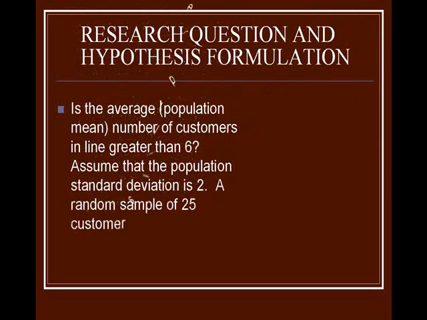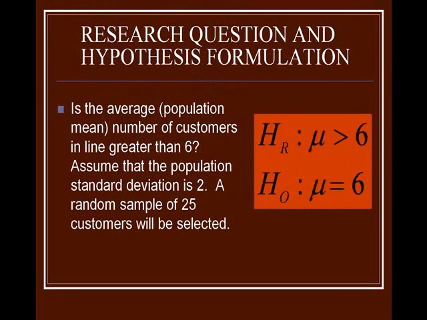Notice that our question concerned a population parameter, in this case the population mean. Then we've got a standard deviation and a random sample. But the hypotheses: our research hypothesis, mu greater than 6, comes directly from the research question. Is the average, or the population mean, greater than 6? Transfer that right to your research hypothesis. And the null hypothesis is the complement to that with an equal sign.